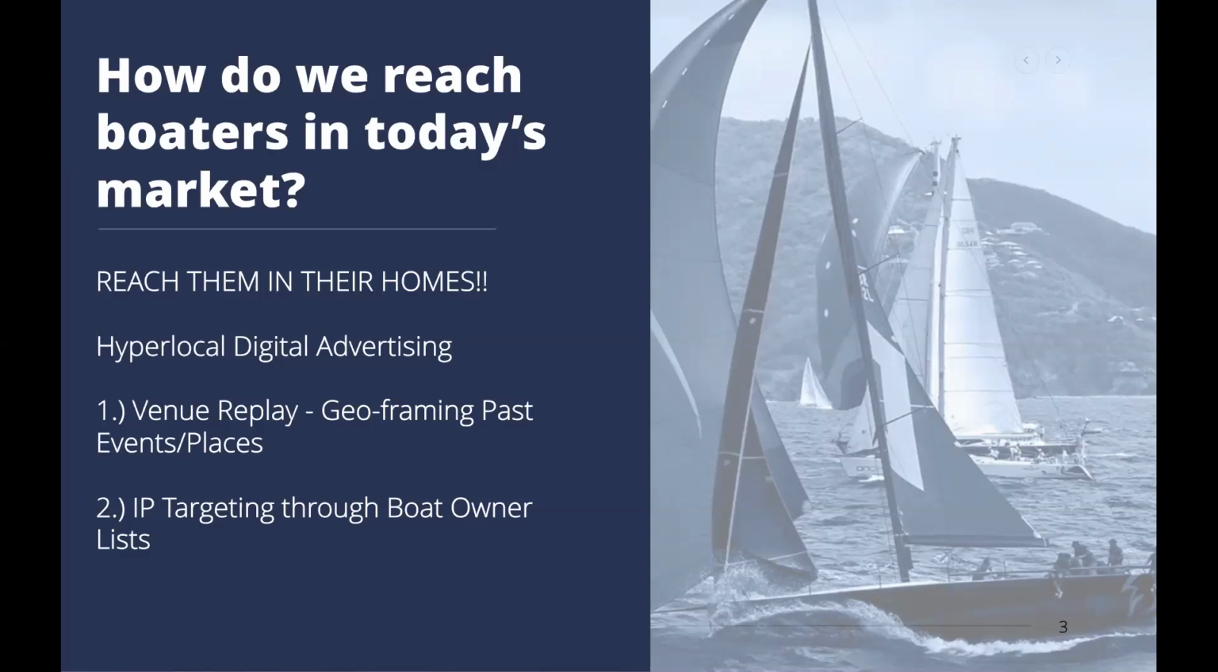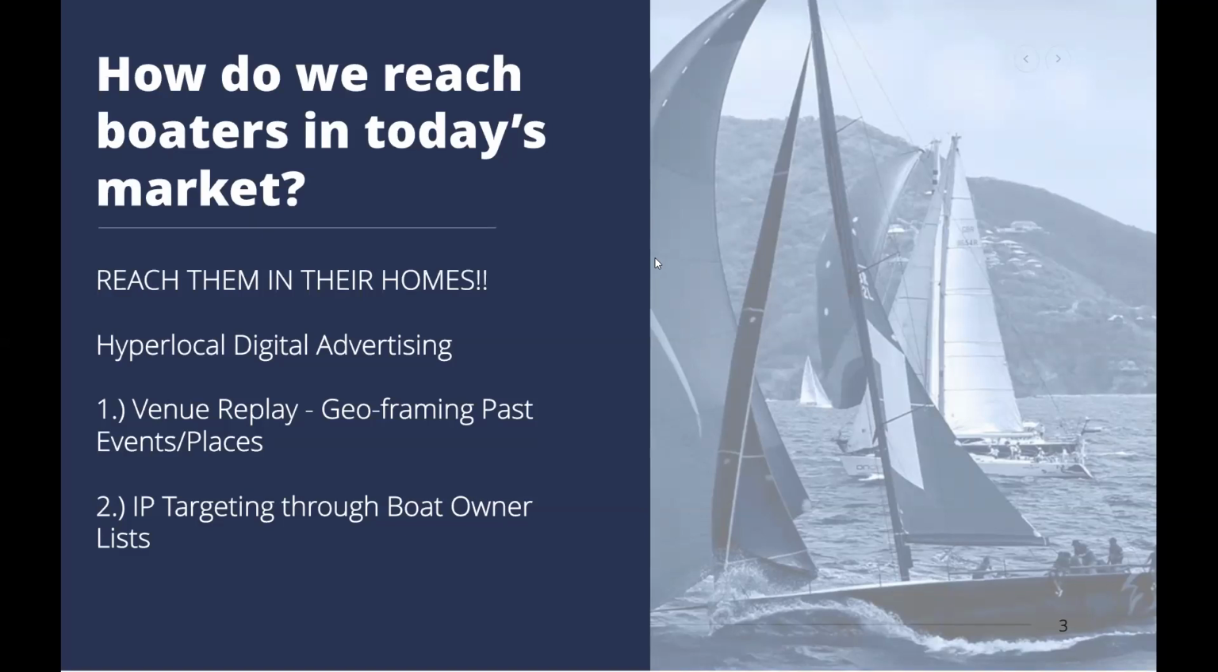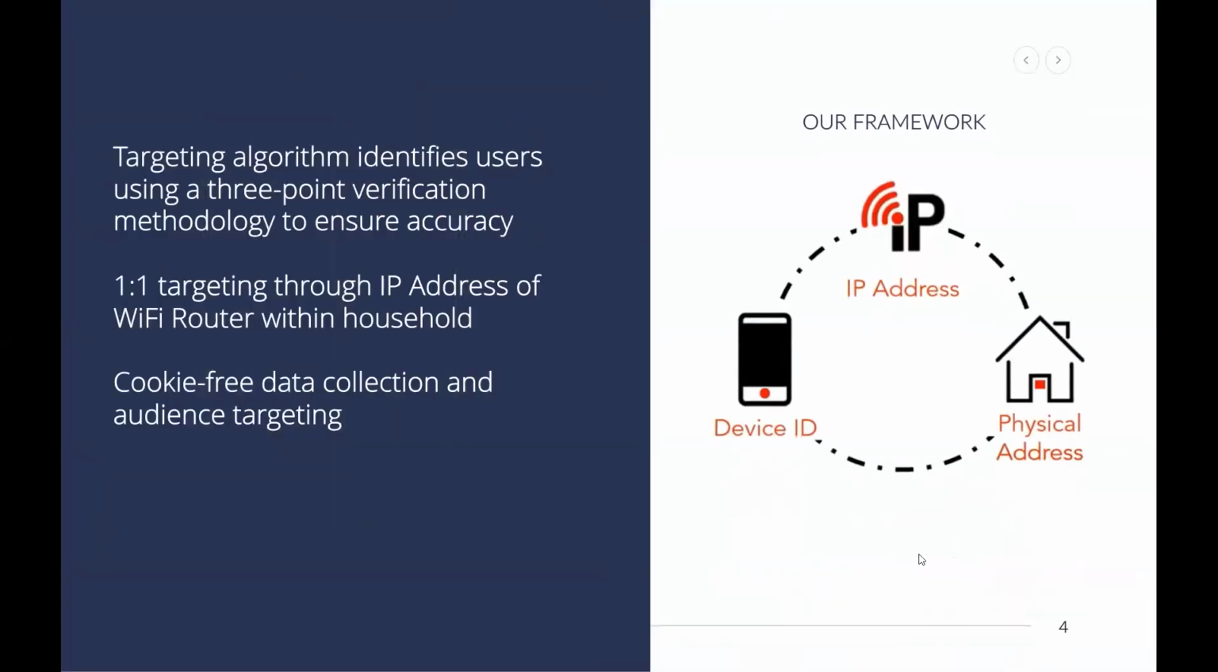So let's dig in a little deeper into how these campaigns actually work. The targeting algorithm that we use identifies users based on a 3-point verification method to ensure accuracy. So first, we exist within the IP address. So that is the router that transmits all of the Wi-Fi in a household. Next, the device ID, which is simply just a set of numbers that identifies your smartphone. And every smartphone has a device ID attached to it. And then finally, the physical household address that we're trying to reach.